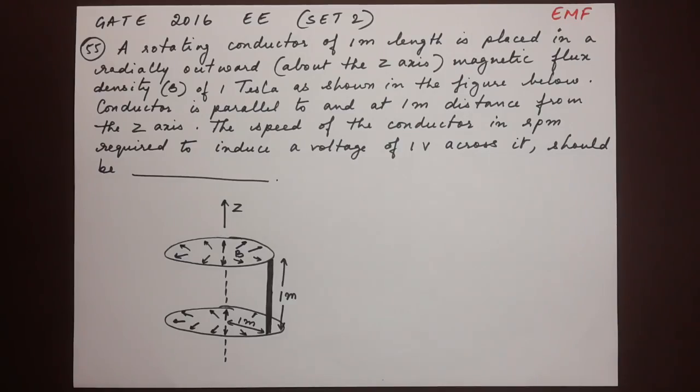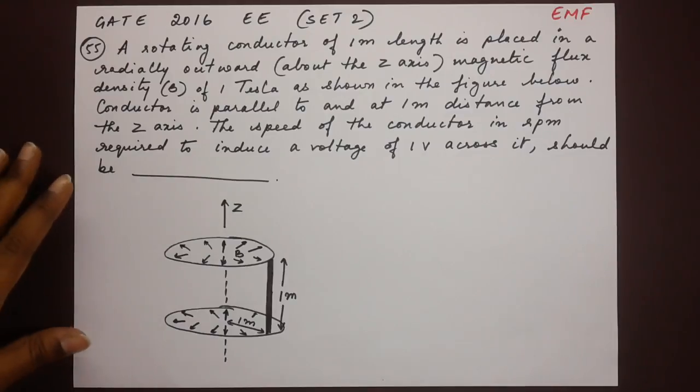Here's the next question, number 55. A rotating conductor of 1 meter length is placed in a radially outward about the z-axis magnetic flux density B of 1 Tesla as shown in the figure below. Conductor is parallel to and at 1 meter distance from the z-axis. The speed of the conductor in RPM required to induce a voltage of 1 volt across it should be dash.